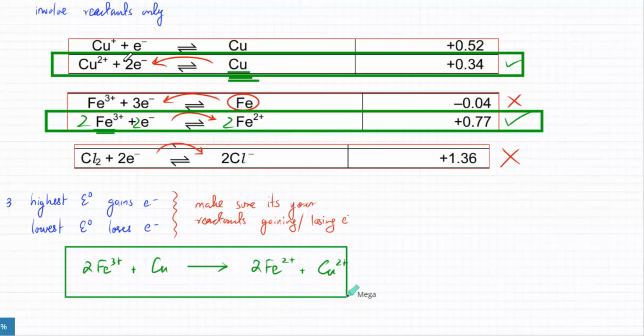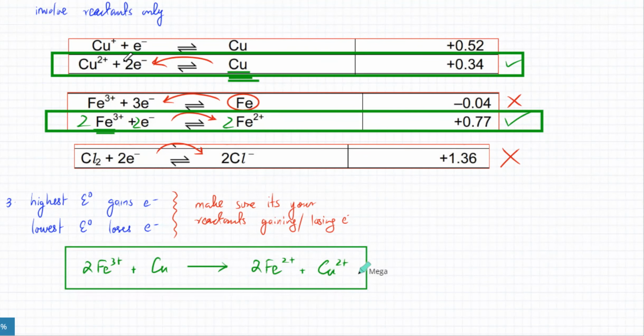I can figure out the E0 cell. It's going to be 0.77 minus 0.34, right? Is this clear? Yes.